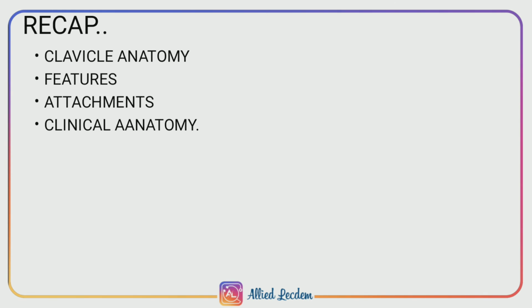It is quadrangular and articulates with the clavicular notch of the manubrium sterni, and the attachments, like in the anterior surface and posterior surface, include sternocleidomastoid muscle, trapezius, and so on. Next, in clinical anatomy, we saw clavicular fracture is the most commonly seen condition related to the clavicle.